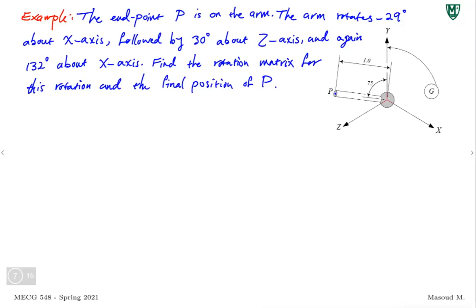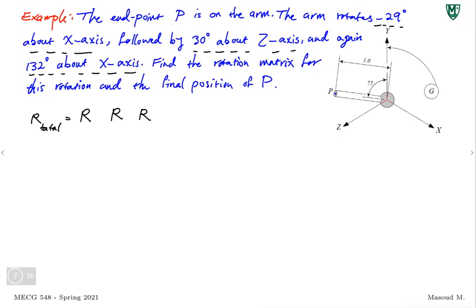All right, so step by step, let's look at the rotation matrix. The first rotation is minus 29 degrees about x. It's followed by 30 degrees about Z and 132 degrees about X. So three different rotations. Let's just find the rotation matrix, or I'll call it R total. So it's R, R, R.